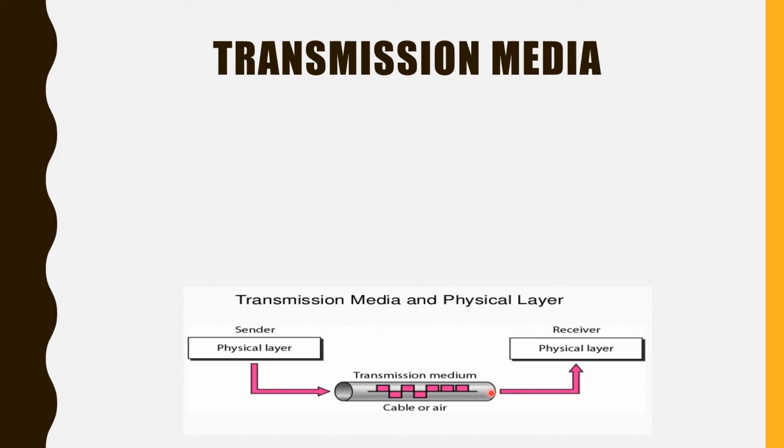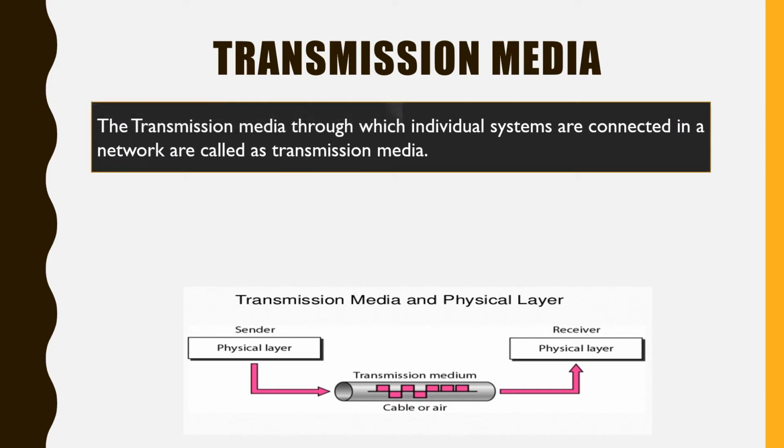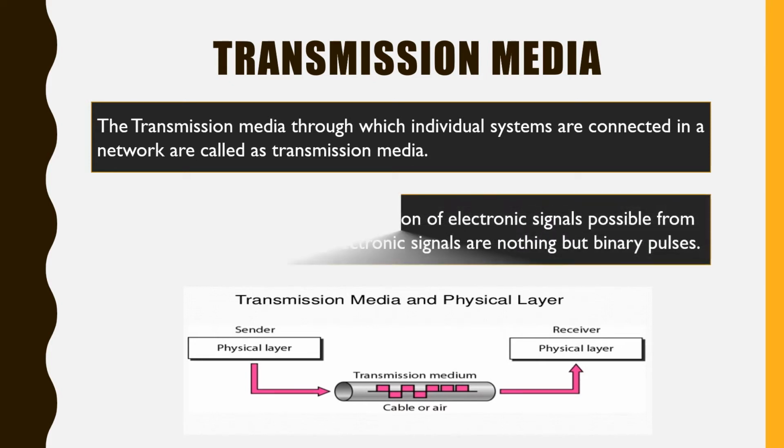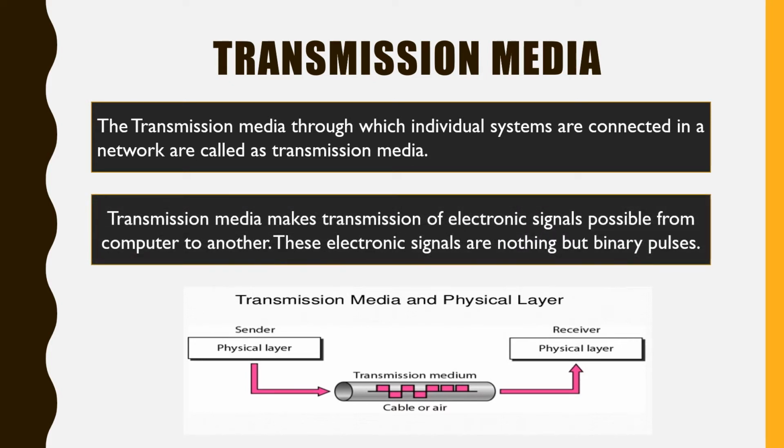So here is the point I am explaining: the transmission media through which individual systems are connected in a network is called transmission media. As well as that, electronic signals are transmitted from one computer to another, and those electronic signals are nothing but binary pulses, that is, on and off. This is basically the transmission media.